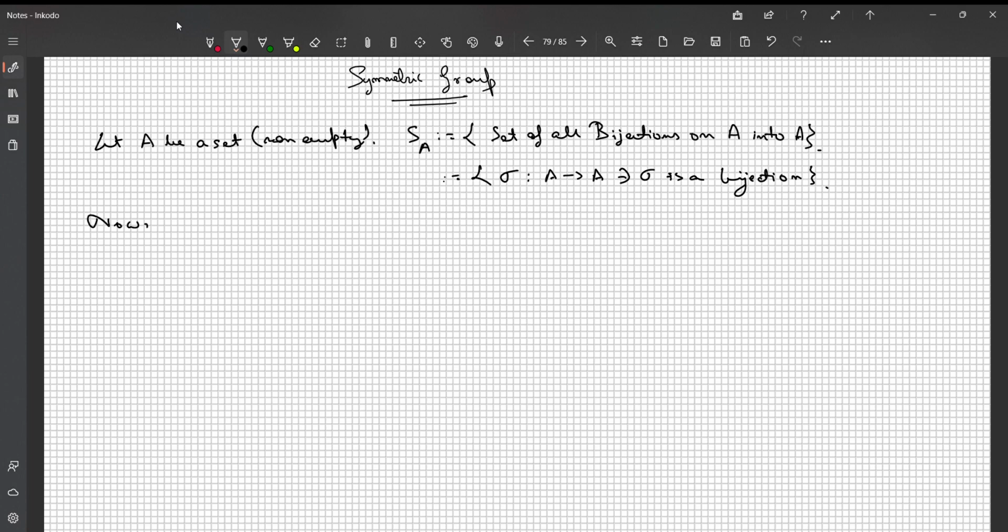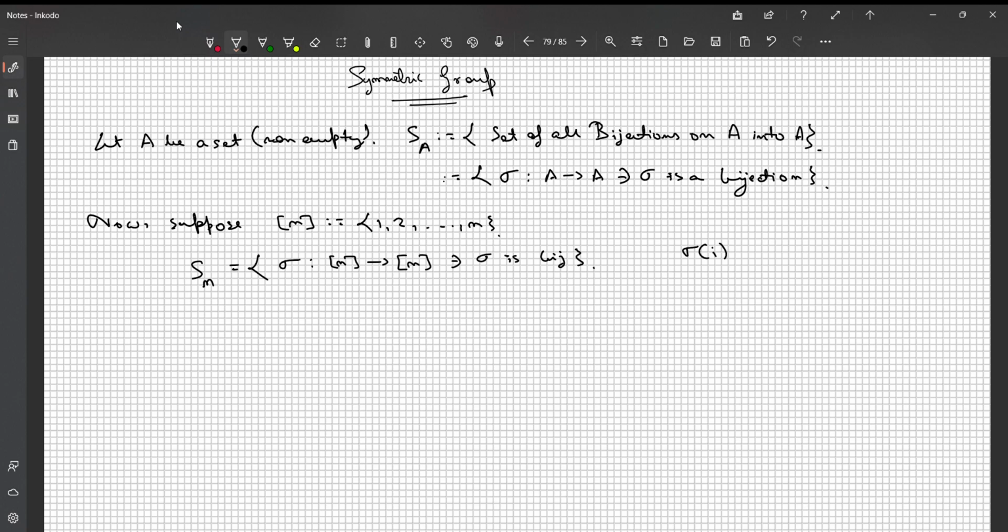Now, suppose we define block n to be the set of natural numbers till n. Then obviously by the same definition we can form a set of all bijections of these elements. We denote that set as Sn. So Sn is the set of all bijections on block n into block n, such that sigma is a bijection.